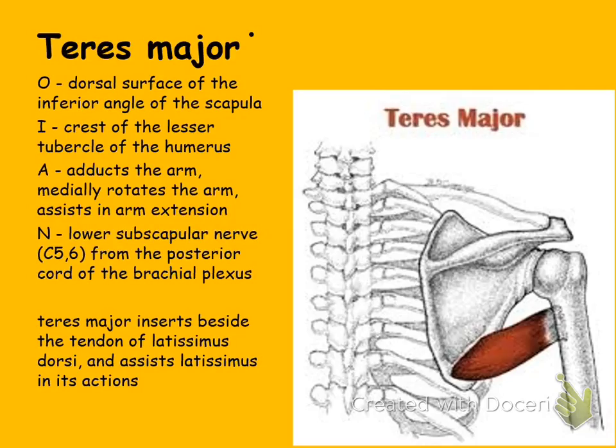Teres major originates on the dorsal surface of the inferior angle of the scapula, that inferior point of the scapula, and inserts then on the crest of the lesser tubercle of the humerus. This one adducts the arm. It pulls the arm inward towards the body.